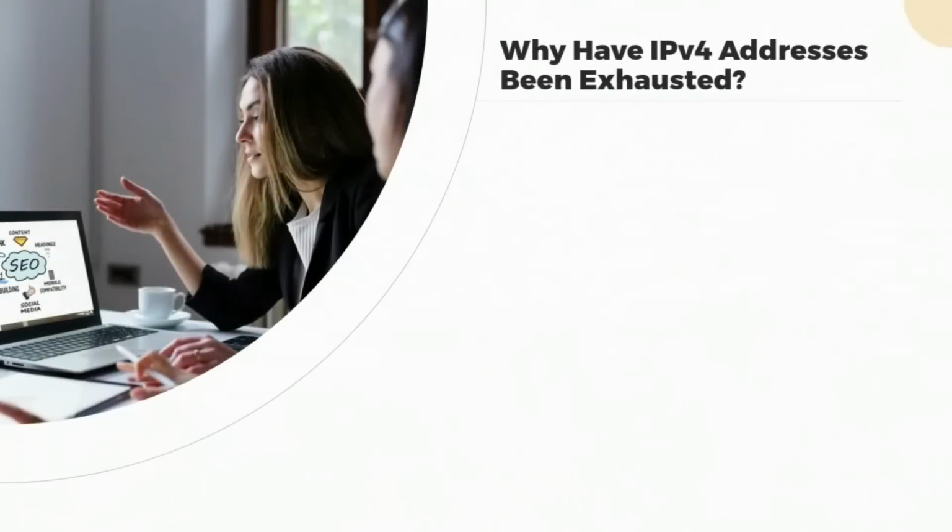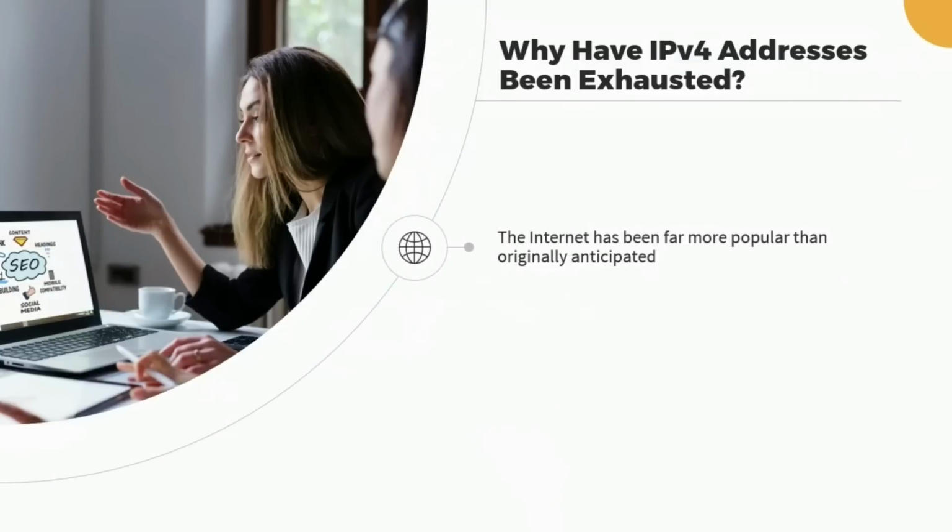Now, the exhaustion of the version 4 address space came about because in the early days of the internet, it was never anticipated that it would grow into what it is today. In fact, it was never even envisioned that it would become a publicly used network. But by the late 1980s, it was becoming clear that even billions of addresses would not be adequate to publicly address every device on the internet.